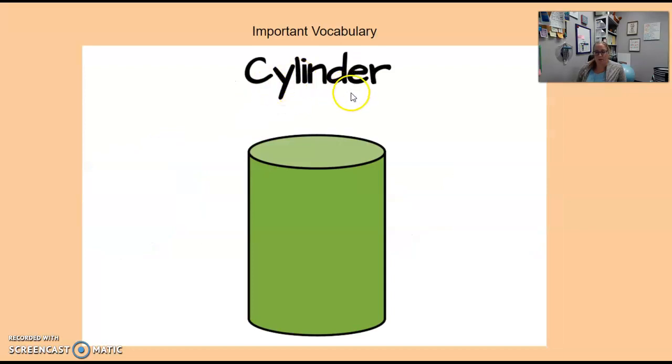Today we're going to learn about the word cylinder. Can you say cylinder with me? Cylinder. A cylinder is a 3D shape. It has a circle on the top and a circle on the bottom, and it has a curved surface around the middle. A cylinder is a 3D shape because it can stand up.